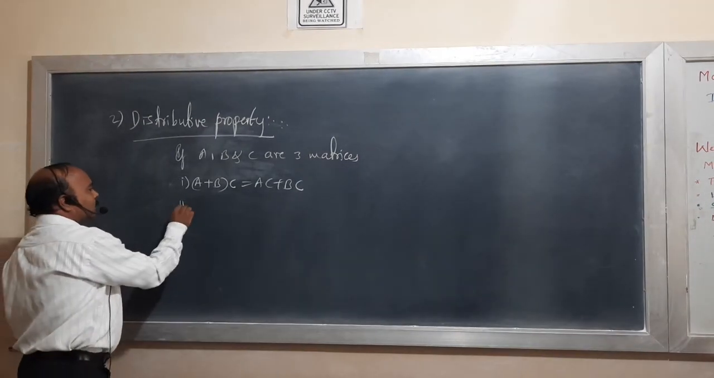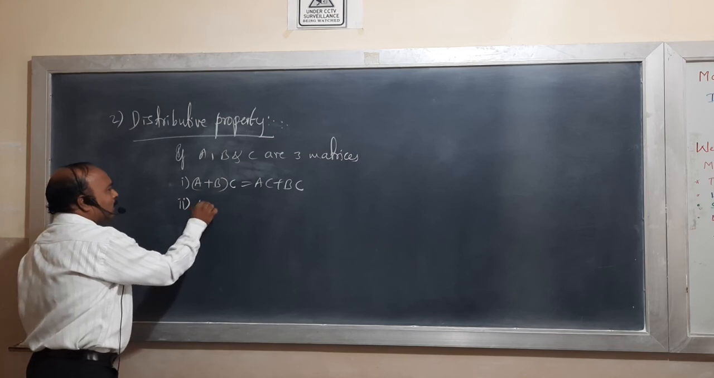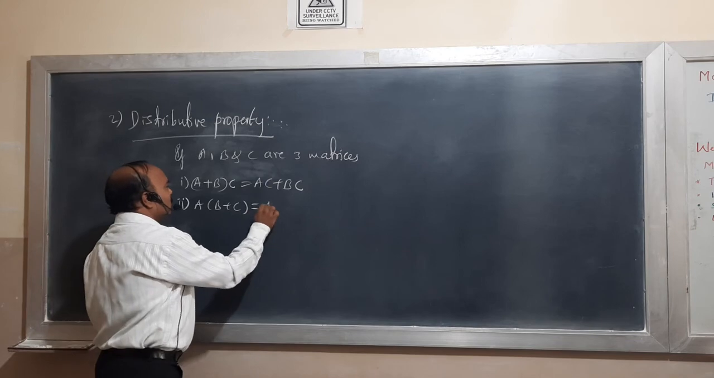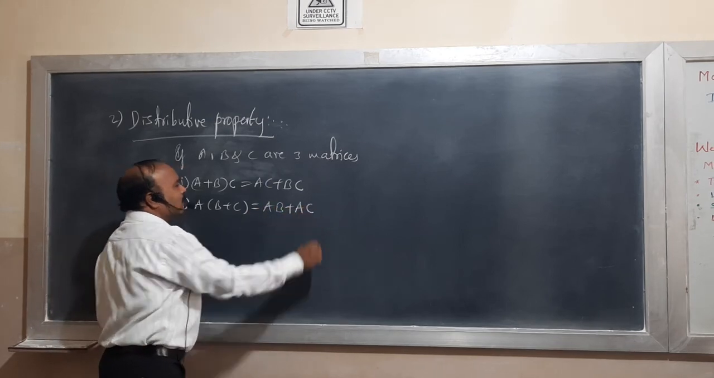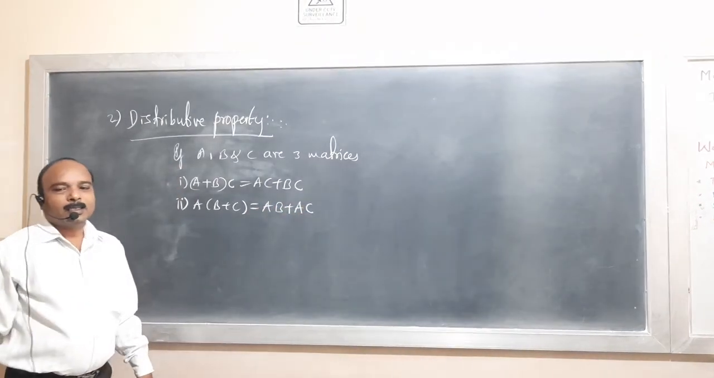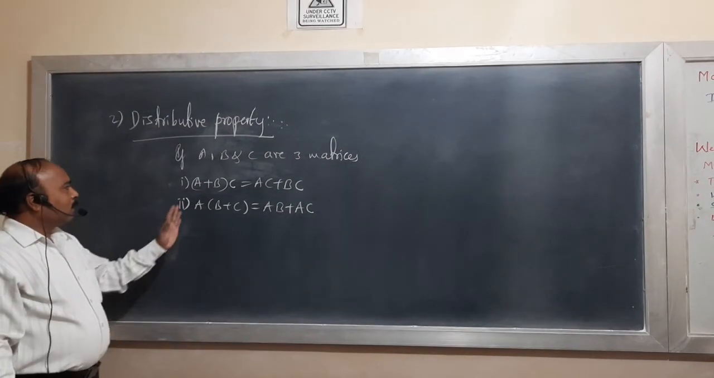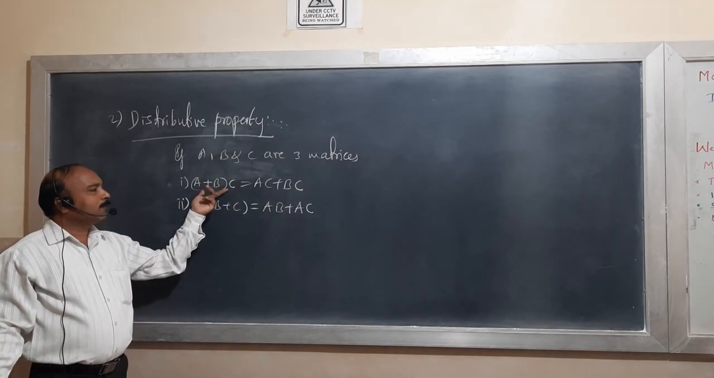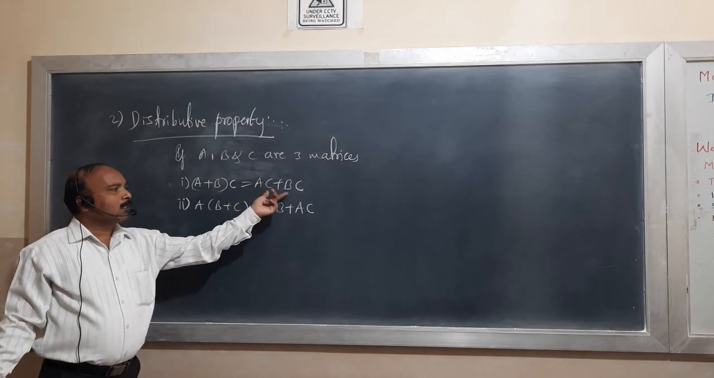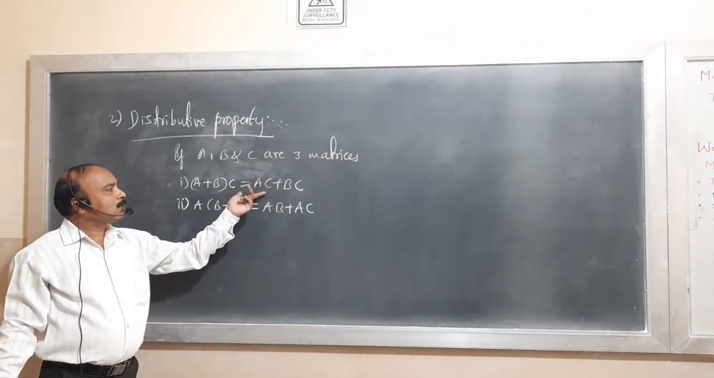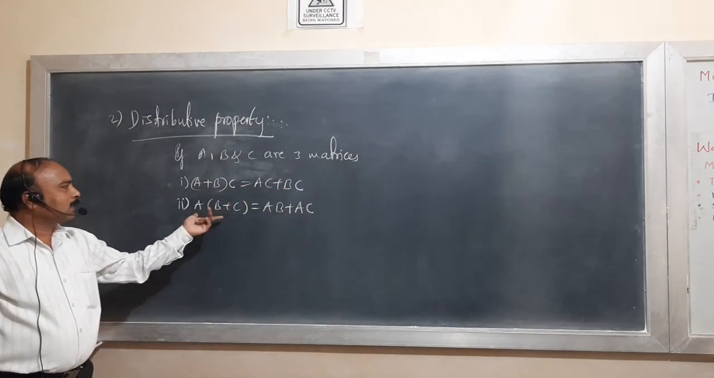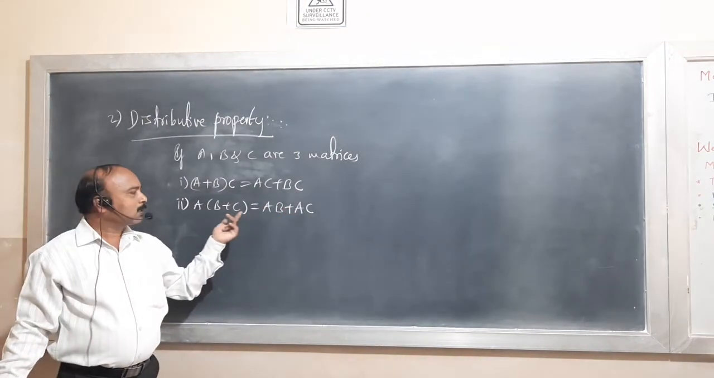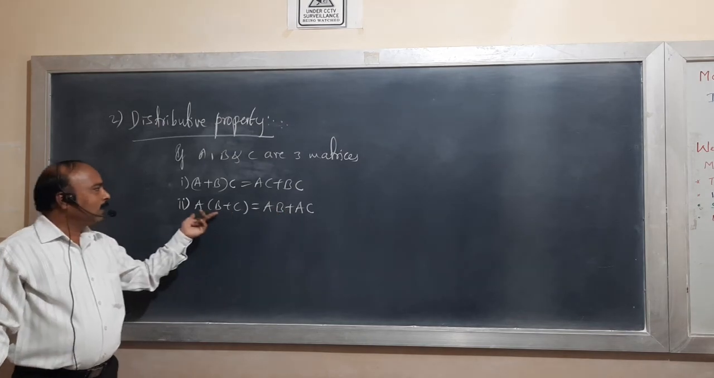And the second property: A into (B plus C) is equal to AB plus AC. It is called the second distributive property, provided both sides of the equation exist. Means here (A plus B) into C exists and AC plus BC exists, then this property holds good. Similarly for the second also, both sides of the equality must exist.